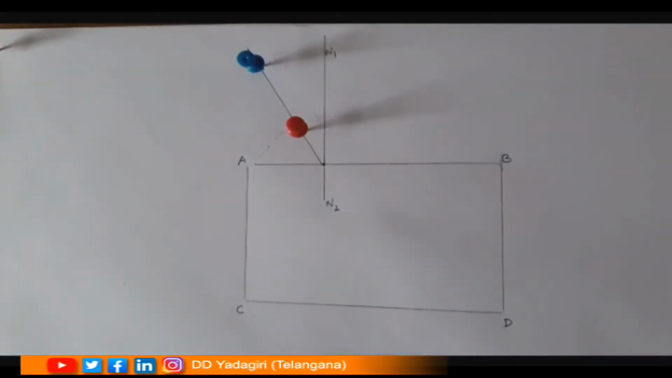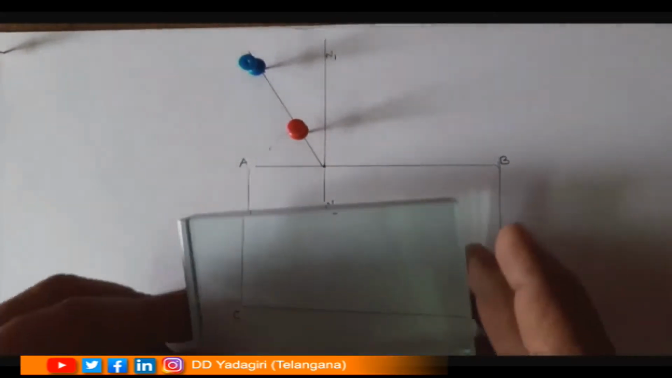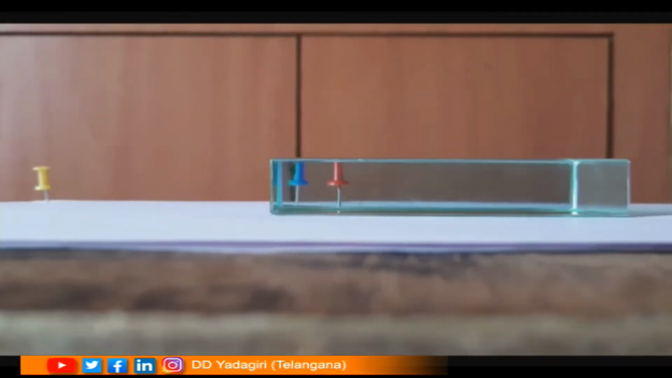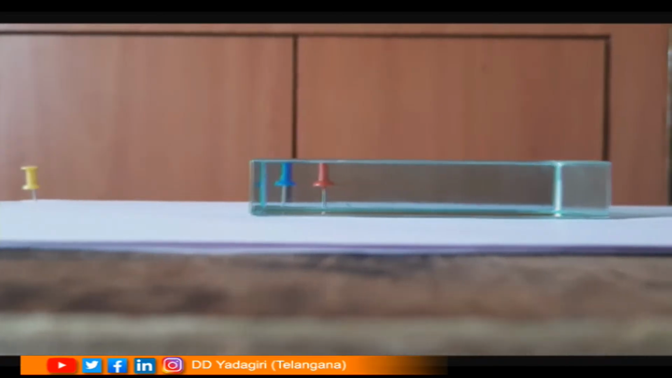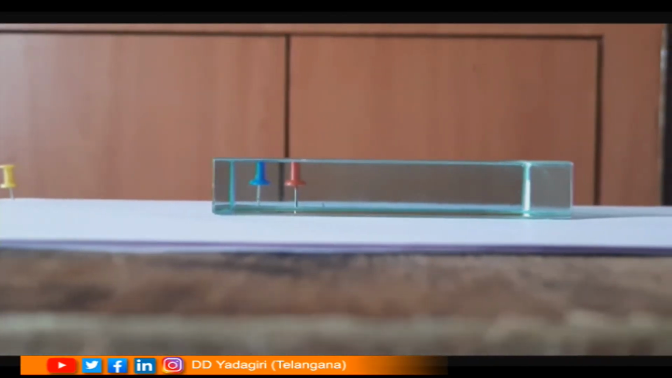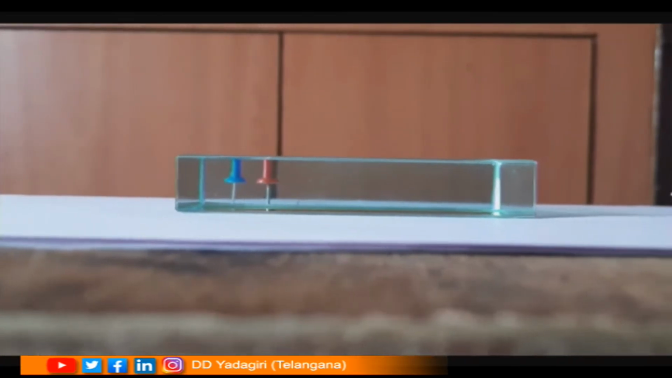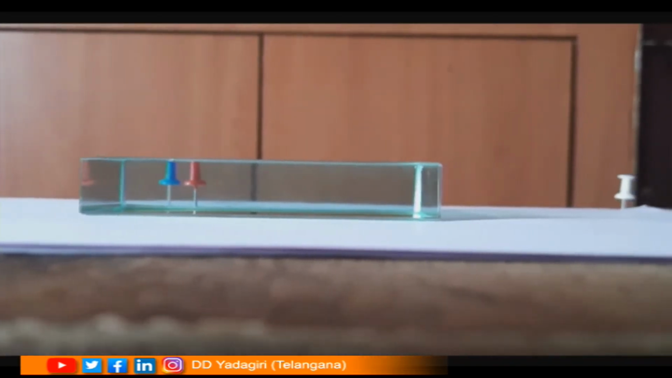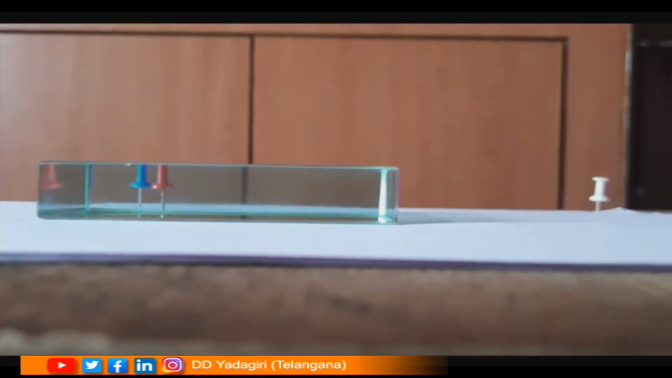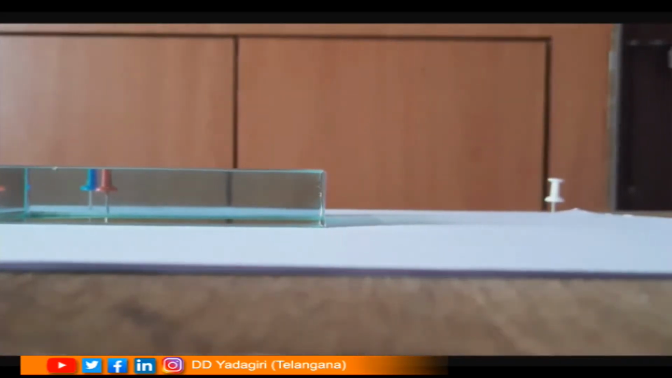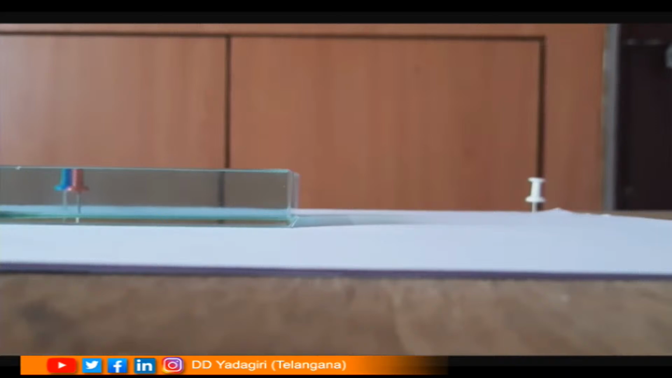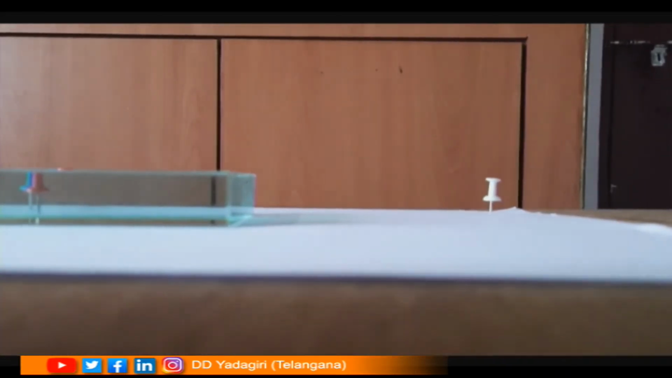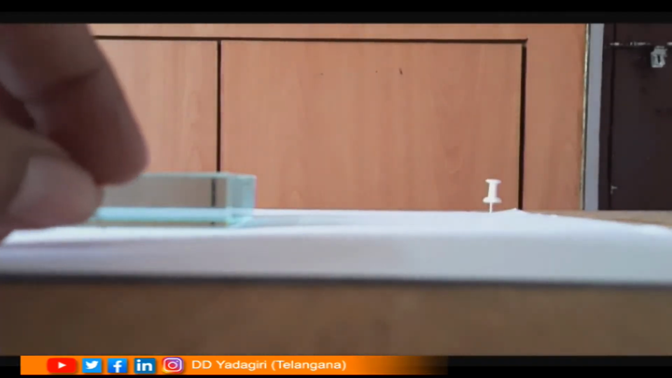Now, keep the glass slab in that particular outline region. Now, we are able to see the two pins to the other side of the glass slab. Now, I am moving to a convenient position such that the two pins appear to be in a straight line from a position. Now, I am able to see the two pins in the same line.